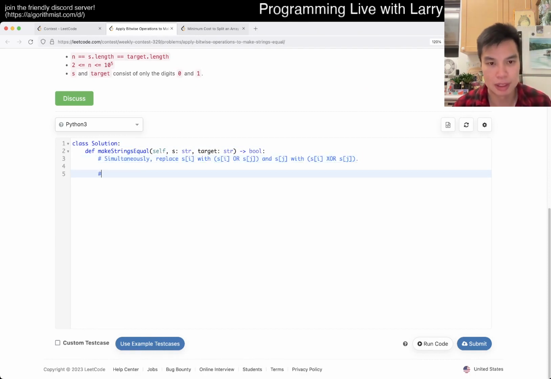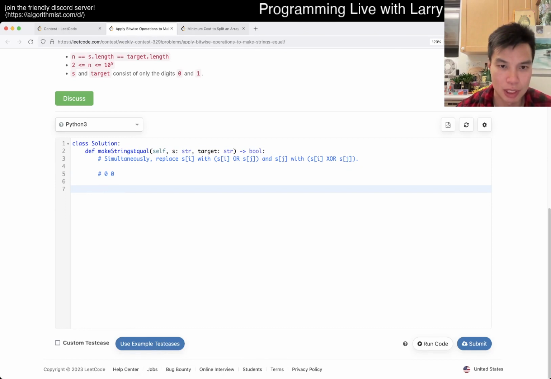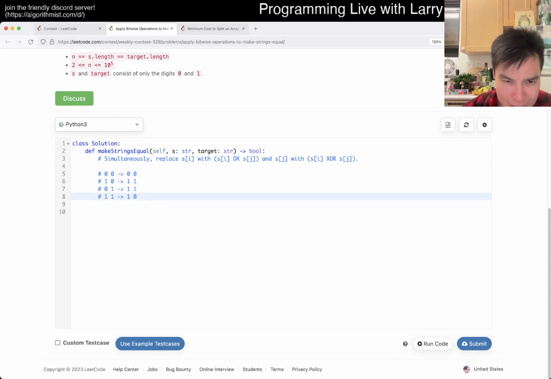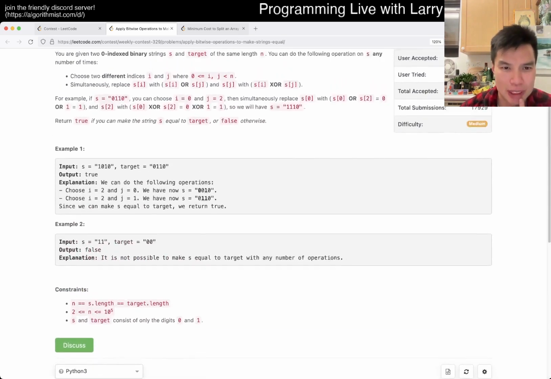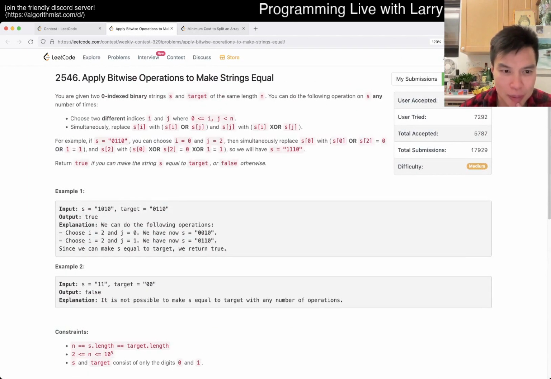What does this mean? I mean, we can start with the table, right? Then this is going to be 0 0. XOR is exclusive OR, right? So 1 0 is going to be 1 and then 1. Still 1 and then 1, right? And 1 1 is going to be 1 and then 0. Is that right? Did I mix that up? OR and then XOR. That makes sense, but what does that mean? Okay, so we have this, and we're trying to make them equal.